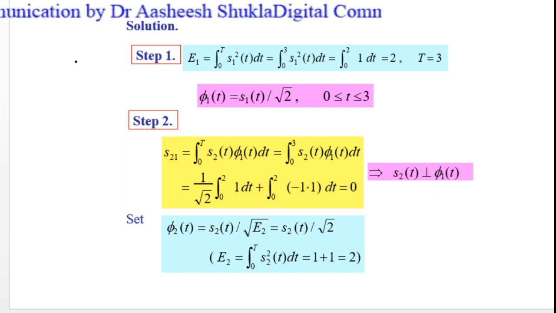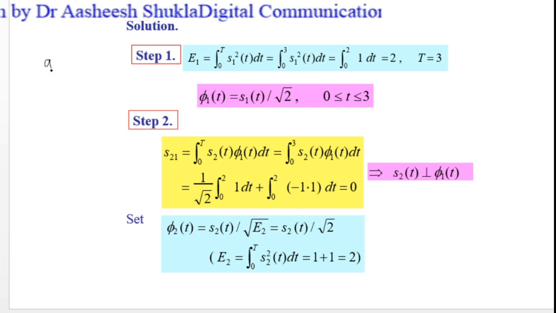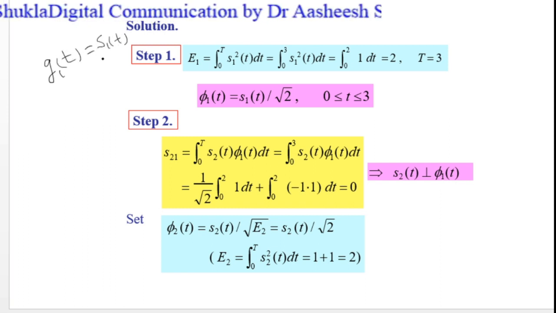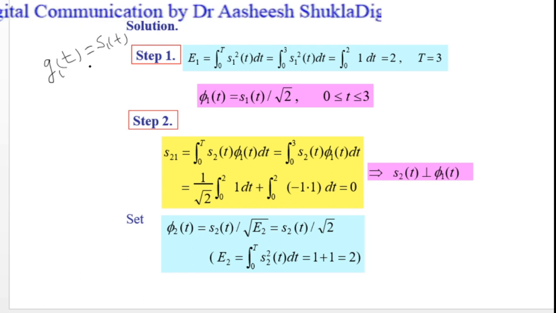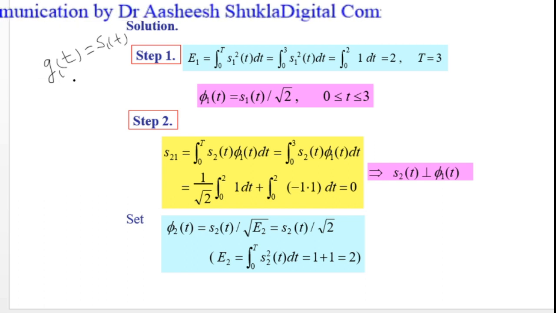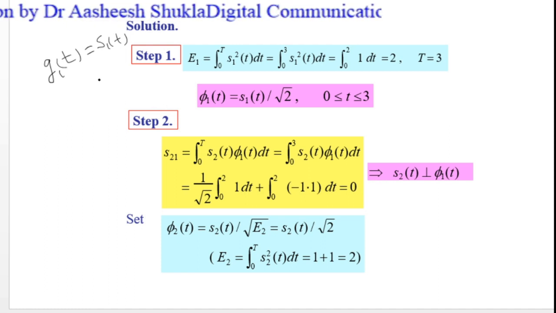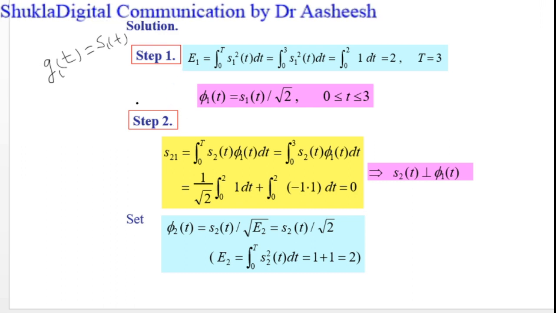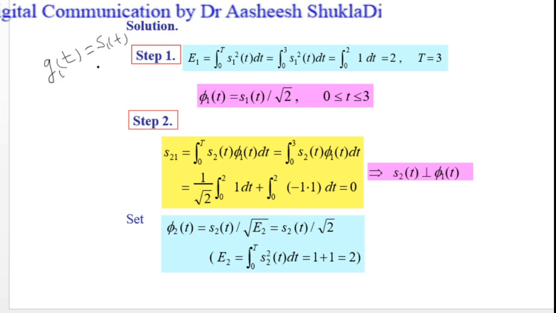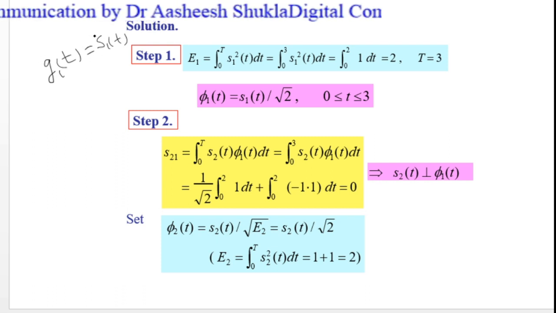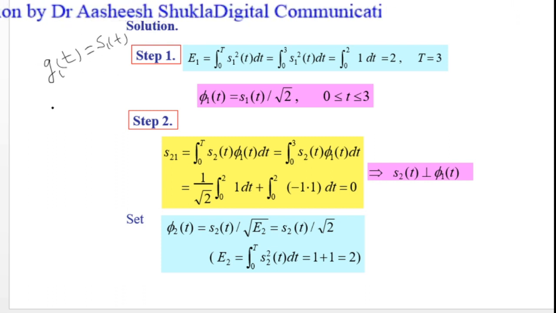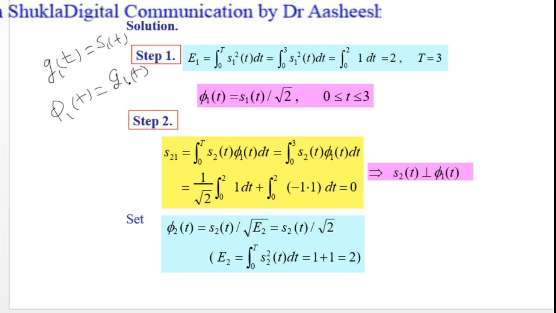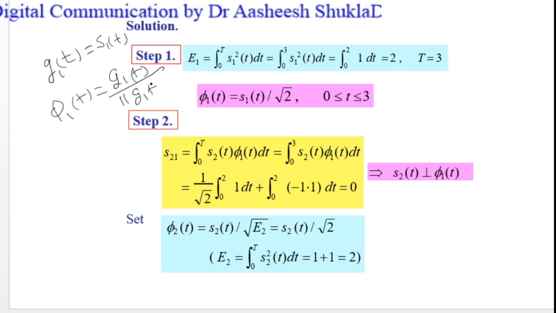So how can we calculate phi 1(t)? We know that first we assume an intermediate vector, that is g1(t) equal to s1(t), and because this is our first vector, we do not have to worry about orthogonalization, because this is the only vector. Orthogonality can be checked with at least two vectors. So we use this vector, and to normalize its energy, we simply calculate phi 1(t) as g1(t) divided by the norm of g1(t).